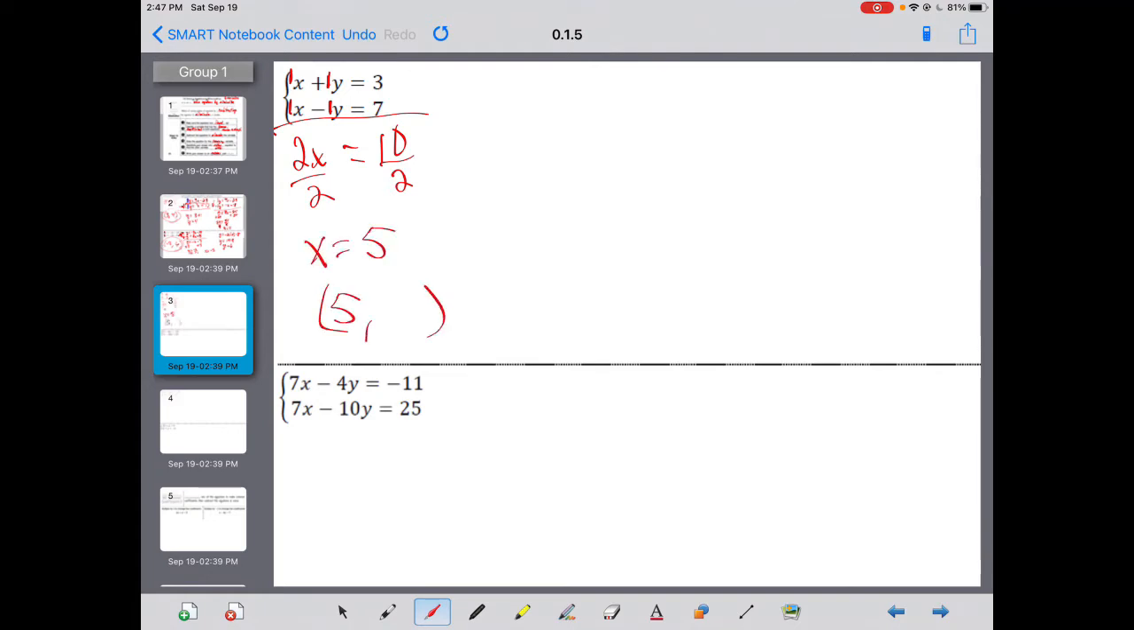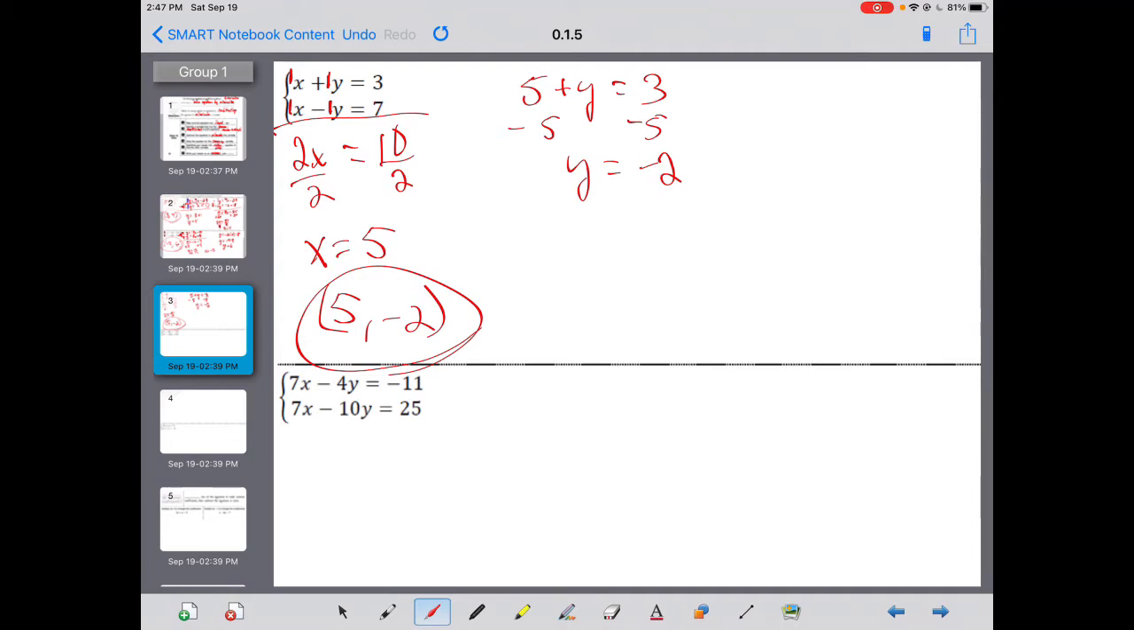5 comma something, right? 5 plus y equals 3 minus the 5. y equals negative 2. Okay, so 5, negative 2.